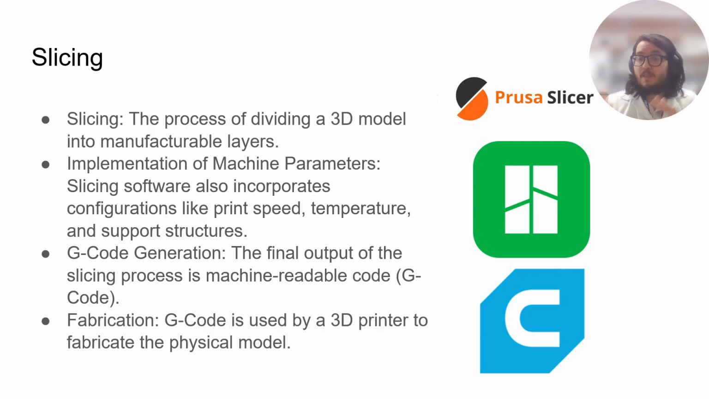So again, as a short version of this slide, slicing is the process of taking the 3D model into a file called G-code that can then be put on the printer to generate our printed part.